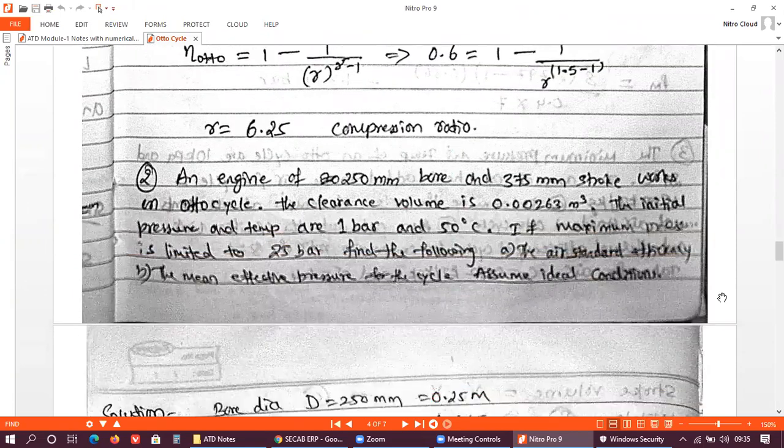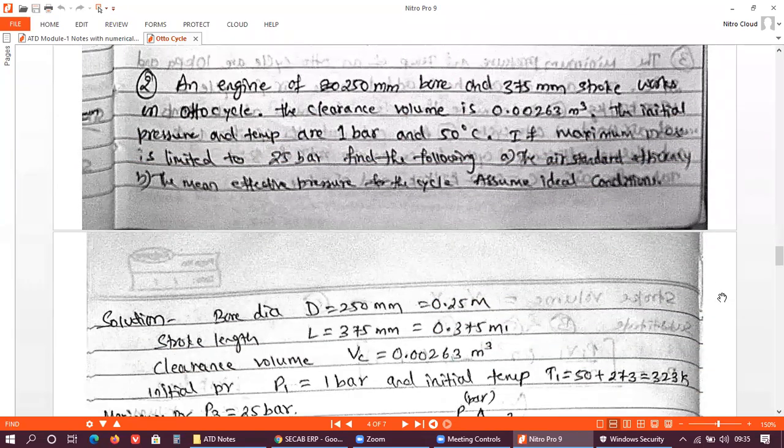First I will read out the problem statement. An engine of 250 bore and 375 stroke works in Otto cycle. This is a problem related to the Otto cycle, and here two dimensions have been given. Bore diameter is 250 and stroke length is 375. The initial pressure and temperature are 1 bar and 50.